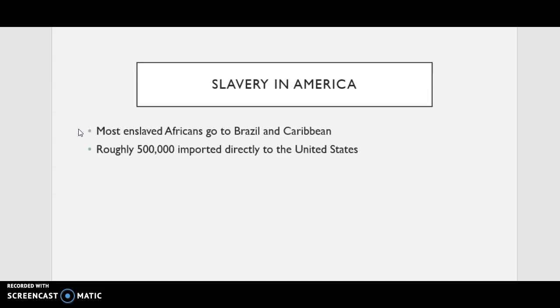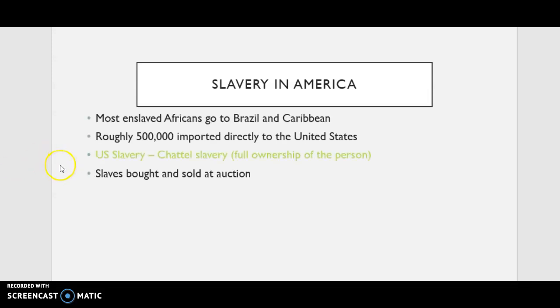All right, so slavery in America, to kind of recap some of the things that we've seen on these maps. Most enslaved Africans were going to Brazil and the Caribbean, and West Indies as labeled on those maps. And roughly 500,000 people were imported directly to the United States. And U.S. slavery was a kind of slavery called chattel slavery. So that meant that there was direct ownership or full ownership of the person, just like you might own a car or a chair, whatever it may be. Chattel slavery, full ownership of the person, and slaves were bought and sold at auction. So if you've ever been to an auction, you can buy and sell goods. Human beings, slaves, were bought and sold at auction.